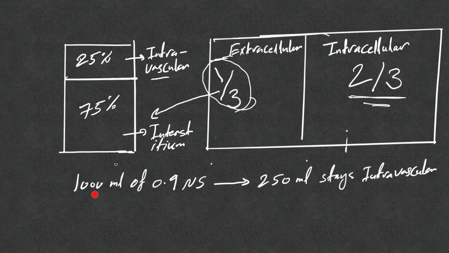So if you give 1000 ml of 0.9 NS, only 250 ml stays intravascular, because the 1000 ml will all stay extracellularly. It doesn't shift inside the cells, but only 25% will remain intravascular. So remember this, only a quarter of this remains intravascularly. The same applies to other isotonic solutions, except the dextrose solutions, of course.